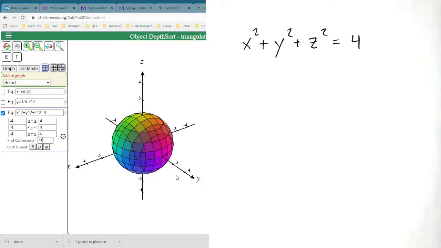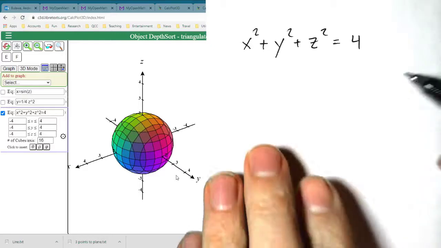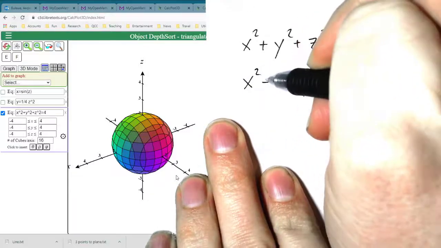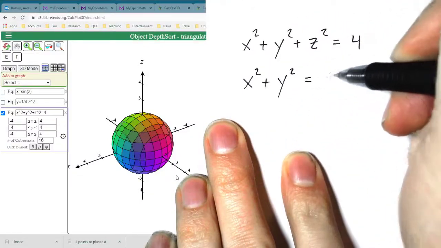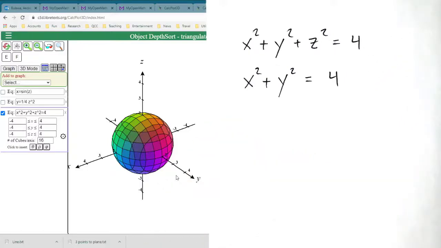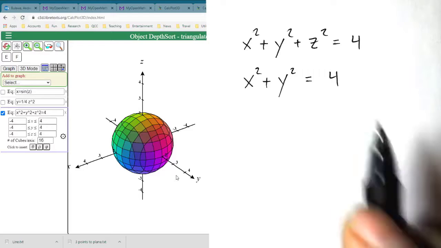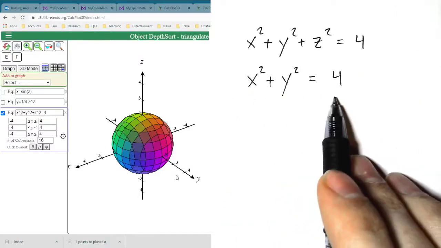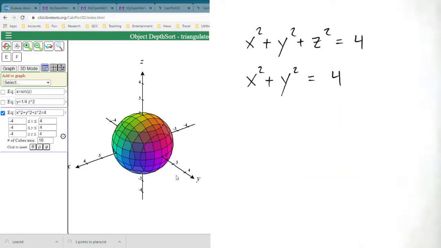All right? So what I was wondering is, what if we took off the z here? What if we looked at the surface described by x squared plus y squared equals 4? What would that surface look like? Well, I know that in the xy plane, this describes a circle of radius 2. So if I look down into the xy plane, I should see a circle.